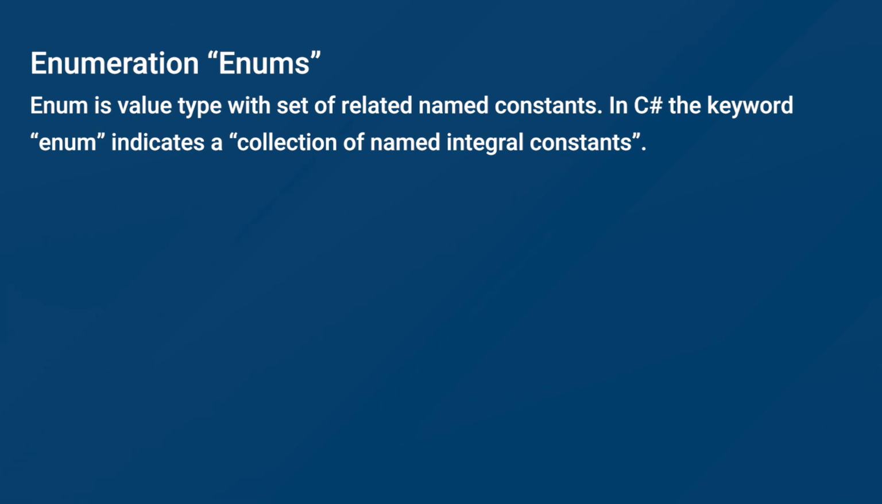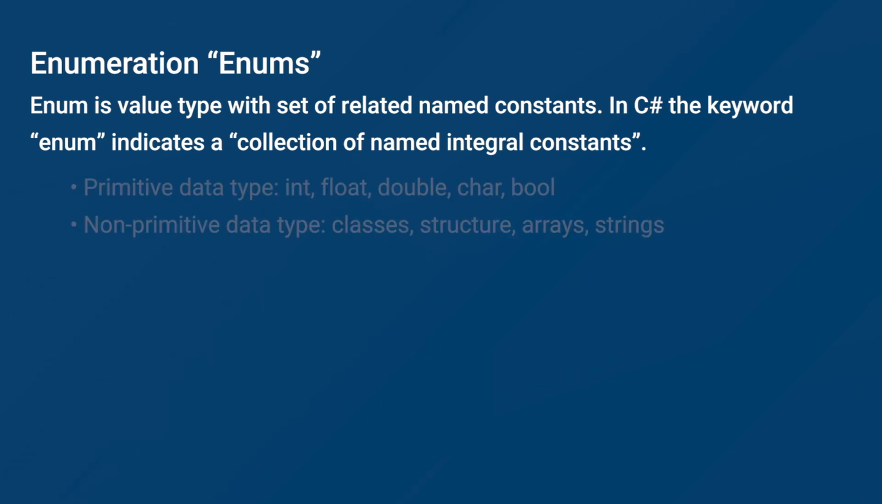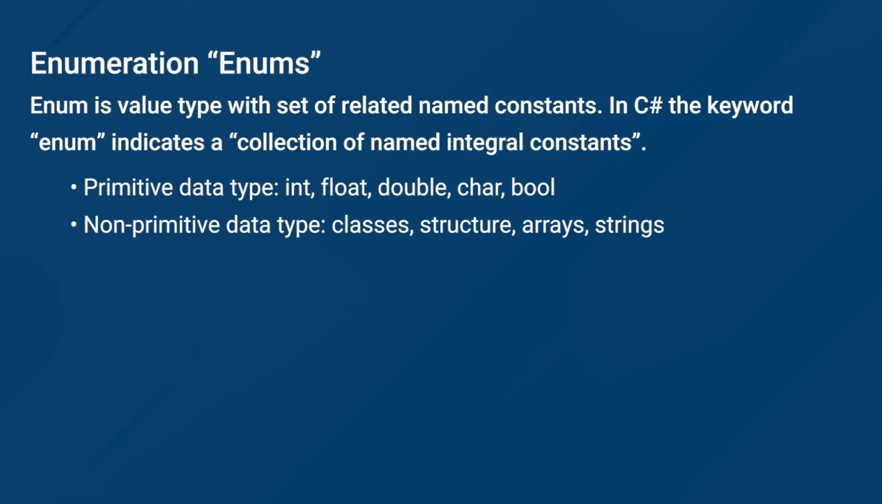value type. When we talked about type, we were talking about data types. Examples: int, float, double, char, bool, which are primitive data types. However, classes, structures, arrays, and strings are non-primitive data types. C# deals with various data types, which we addressed in another tutorial.